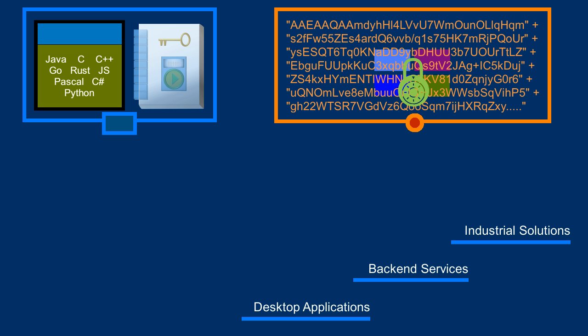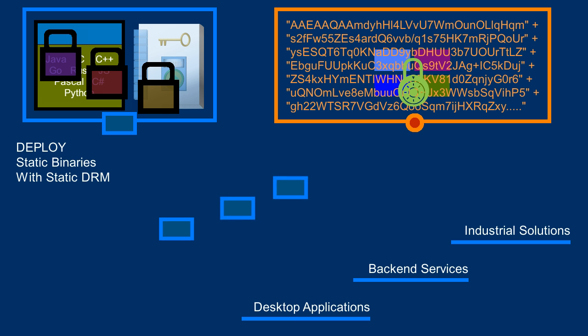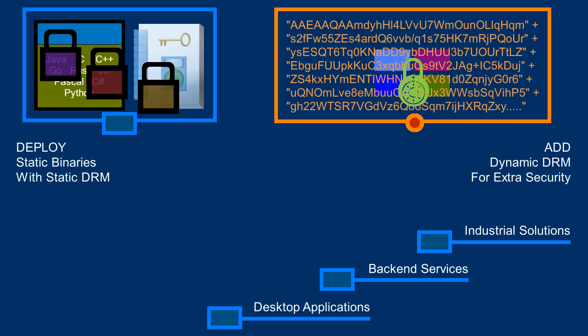SCRAMBLECODE is easy to combine with other protection technologies if this is required. It allows you to protect and deploy your binaries with a static DRM and add a dynamic SCRAMBLECODE DRM on top as an extra security measure. And given the fact that SCRAMBLECODE protected bytecode is just data ready to be executed by your VM, updates can be downloaded and used anytime.